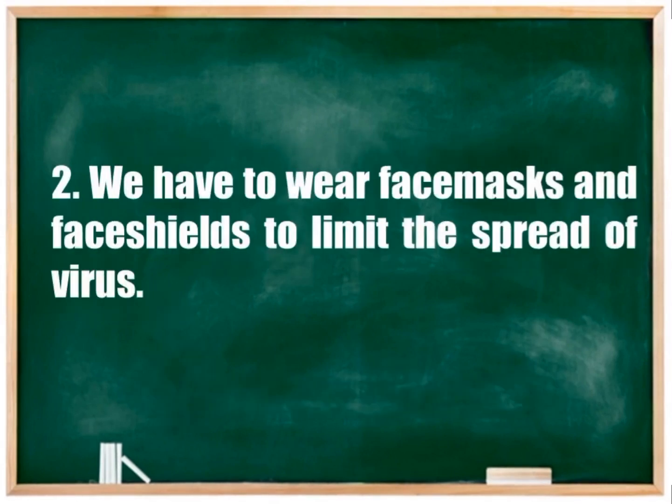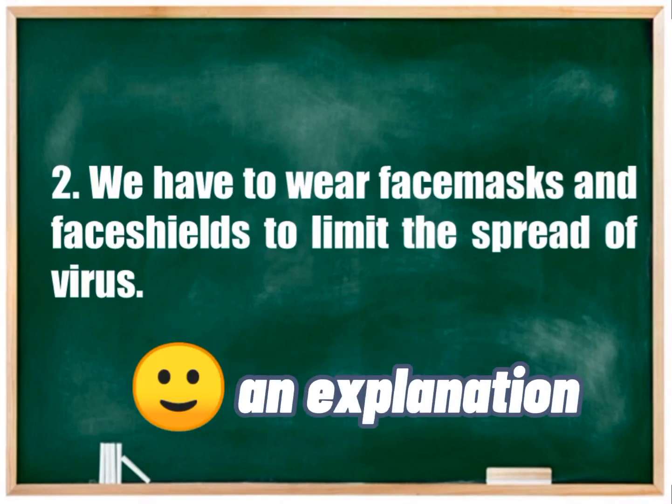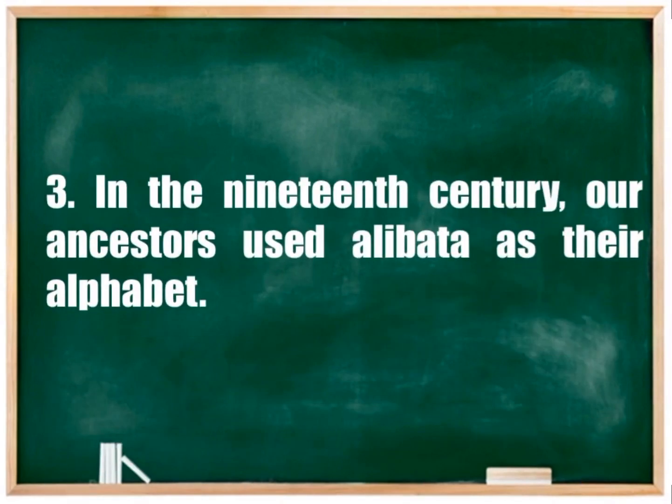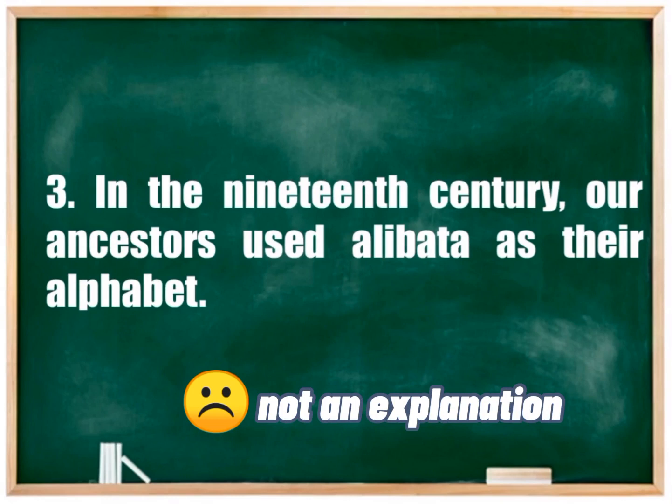Number 2. We have to wear face masks and face shields to limit the spread of virus. Very good! Happy face, it is an explanation because it tells us how we are going to prevent the spread of virus. Number 3. In the 19th century, our ancestors used alibata as their alphabet. Very good! Sad face, it is not an explanation because it is not explained how or why things happened.